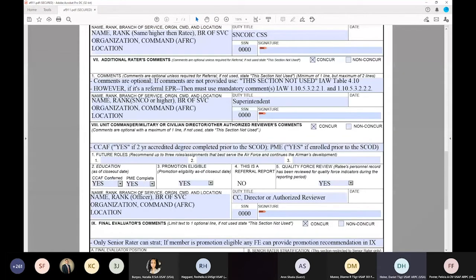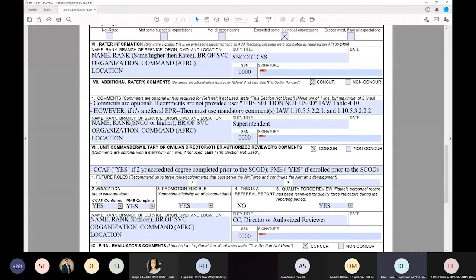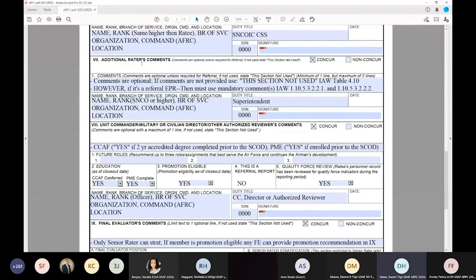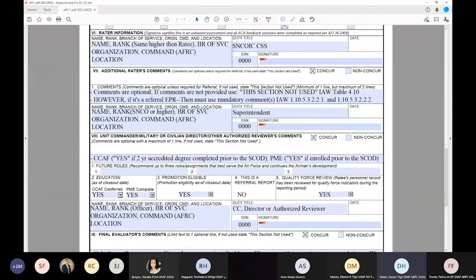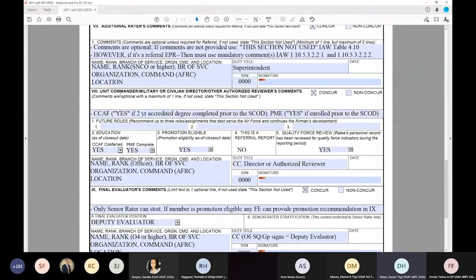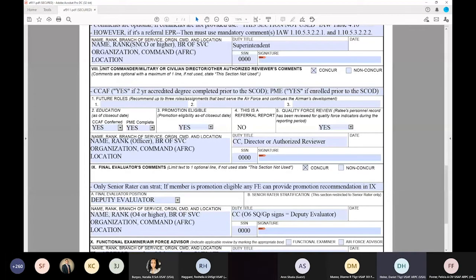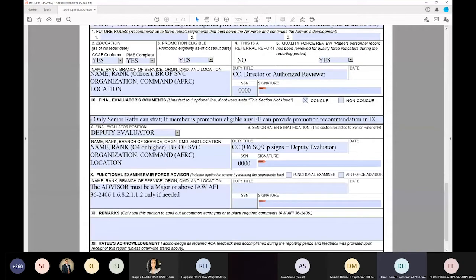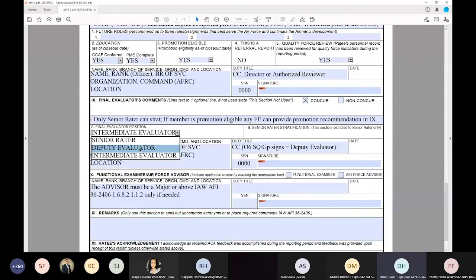Another example, if the member's rater is the squadron commander, they work directly for the squadron commander, then the member's squadron commander would sign as their rater. The squadron commander's rater will then sign as the additional rater. It's most likely going to be the group commander. The unit commander then can go back down to the squadron commander because the squadron commander meets the qualifications to sign as the unit commander. The final evaluator can again be the squadron commander as the intermediate, or it can go back up to the group commander as the deputy.